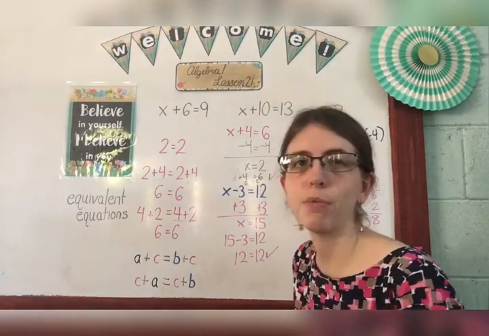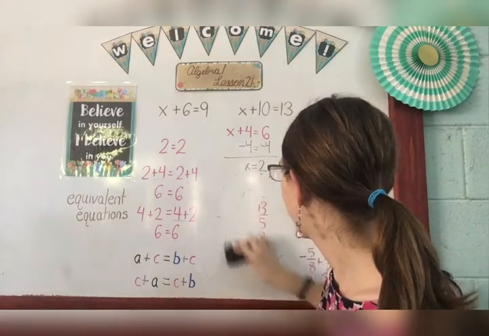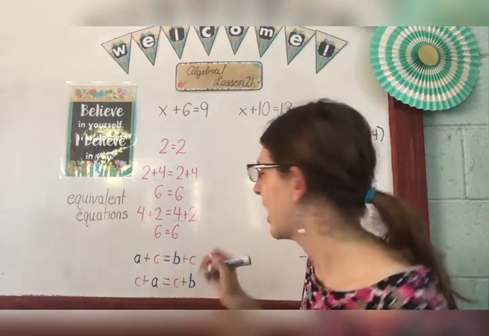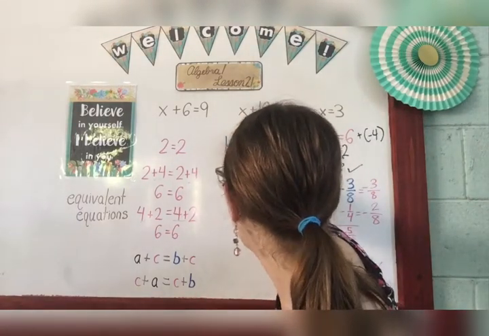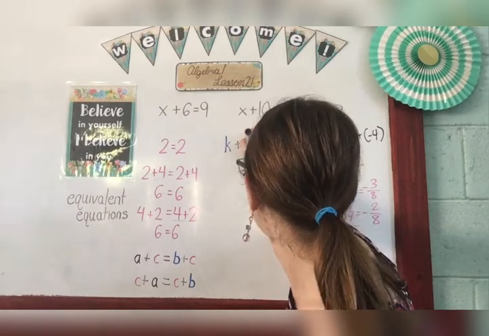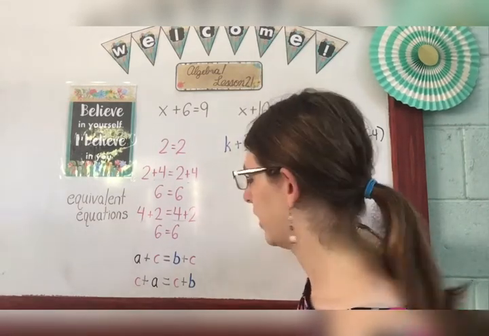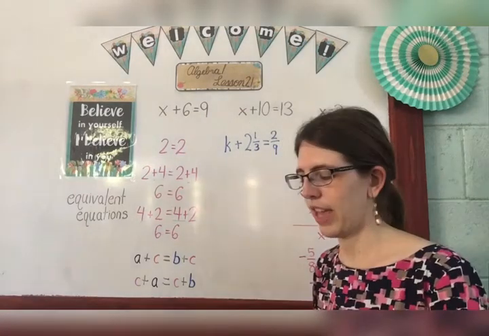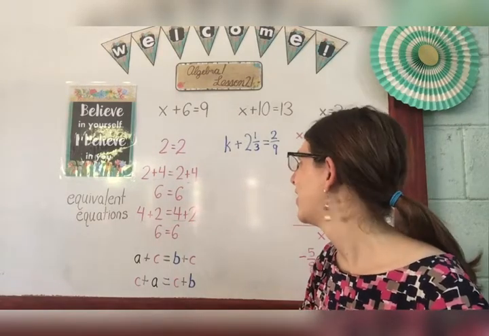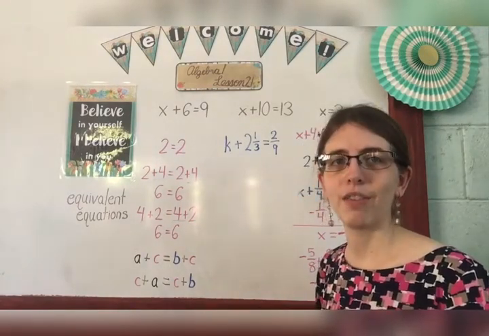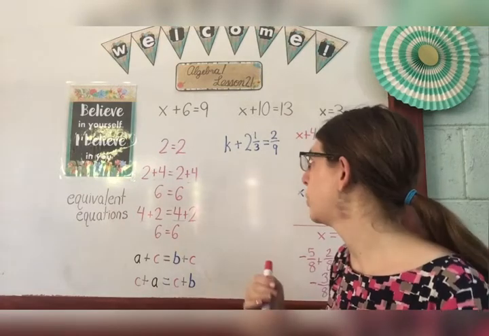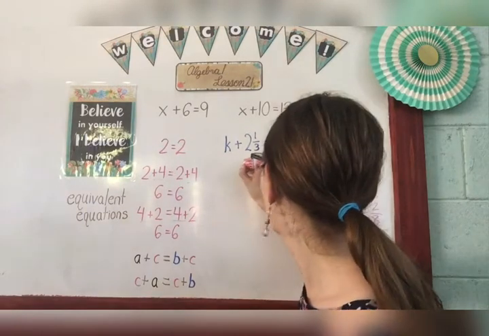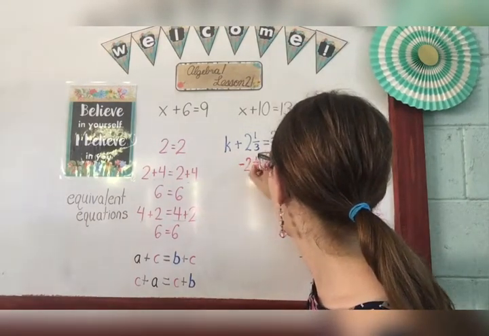Okay, we have one more example before your practice. I'm going to go ahead and erase this so we have room to do it. All right, this one is k plus 2 1/3 equals 2/9. I solve by doing the opposite of whatever I'm doing to k. I'm adding 2 1/3, so I need to subtract 2 1/3, or add a negative 2 1/3.